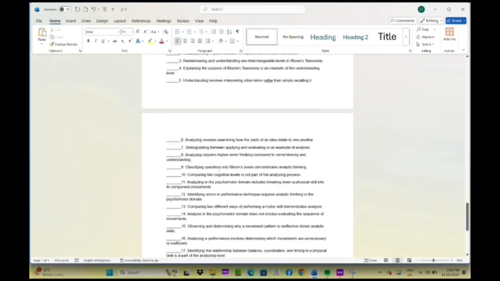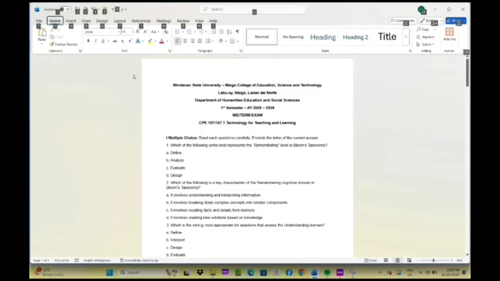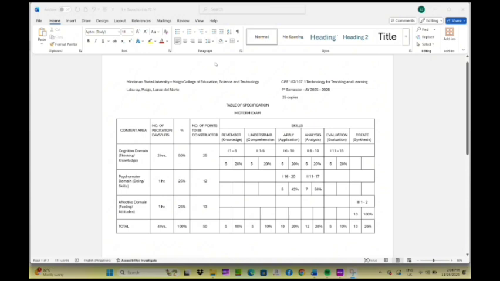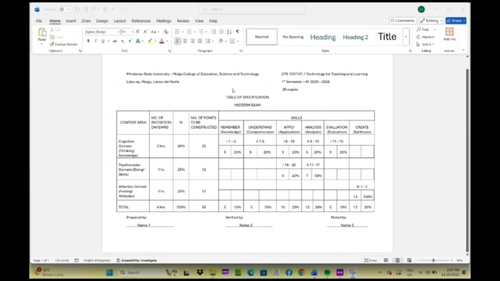So that is the overall process of constructing fair and reliable test questions that will assist in your students' learning.